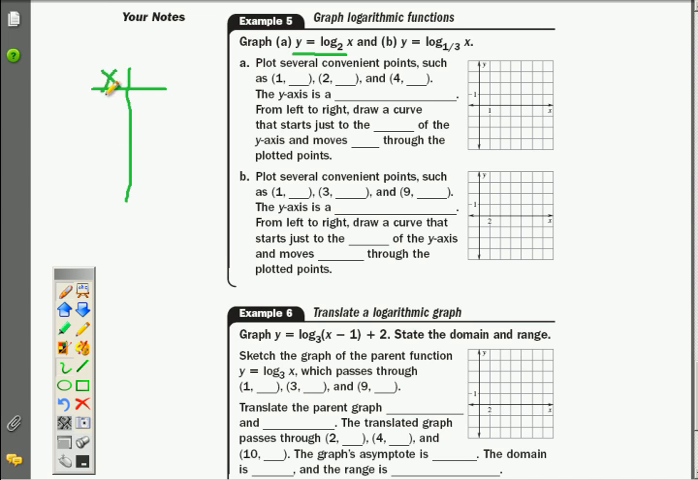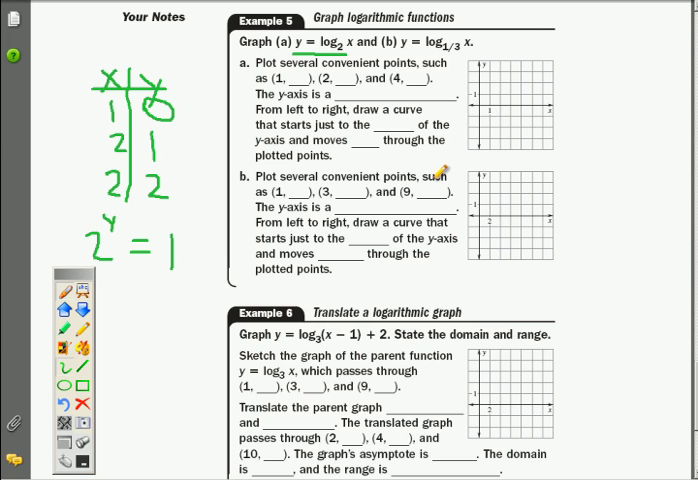So we have x and we have y. If I let x equal 1, 2 to the what power equals 1? Well, 2 to the 0 equals 1. If I put a 2 here, 2 to the what power equals 2? Well, 2 to the 1 equals 2. And 2 to the what power equals 4? 2 to the 2 equals 4.